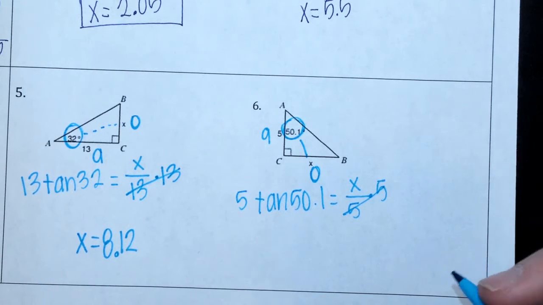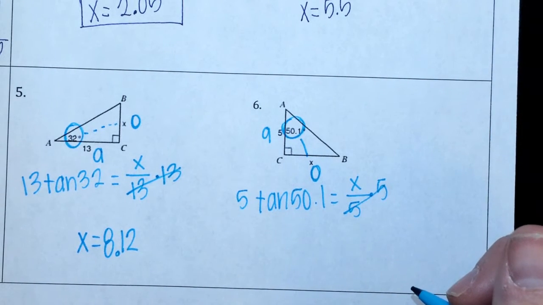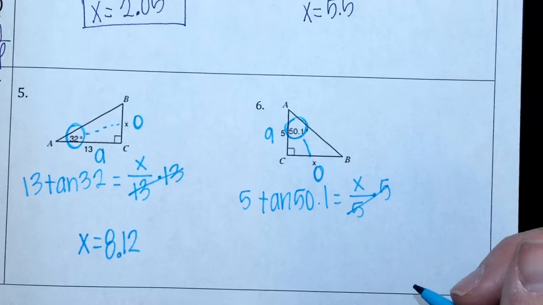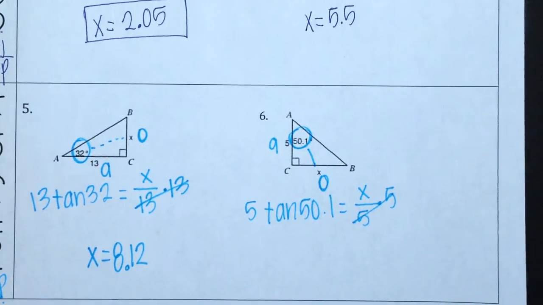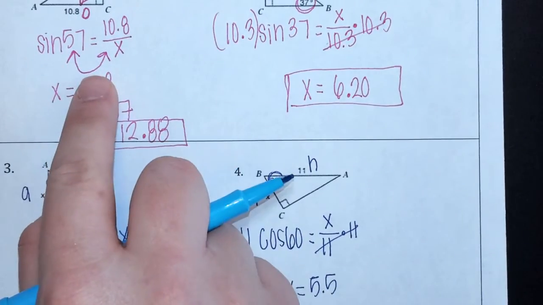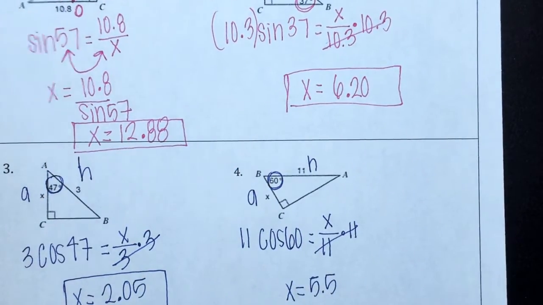Say that again. Which one it is? Well, if you have your opposite and adjacent, then it's tan. If you have opposite and hypotenuse, then it's sine. So you have to know which one you have.